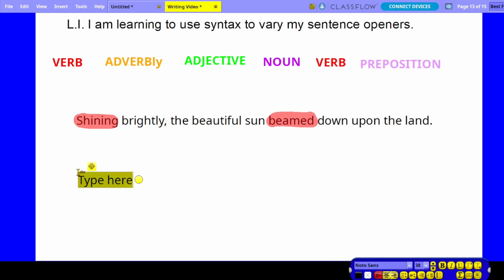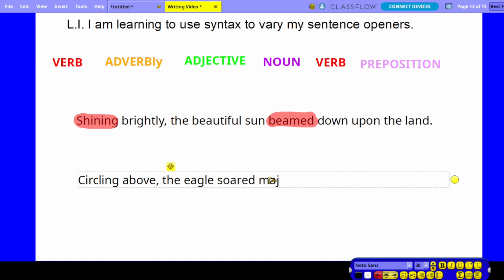Just to give a similar example, perhaps I'm imagining an animal in this scene. I could have circling, and instead of an adverb for the second part, I'm going to go for a preposition here. So circling above, but I've started with a verb. The only way to make it make sense is to give a second verb as well. So circling above, the eagle soared majestically. And there we go. We've got one verb there, circling, and we've got another verb here. And two are required to make sense if we begin with a verb in a sentence.